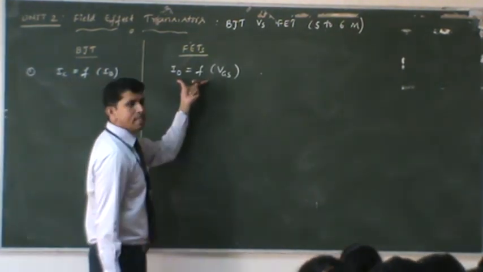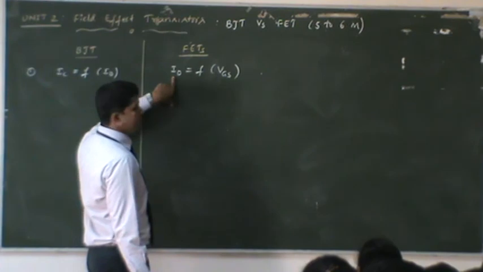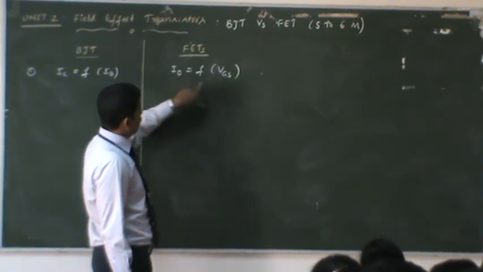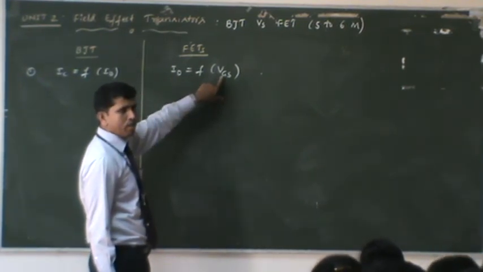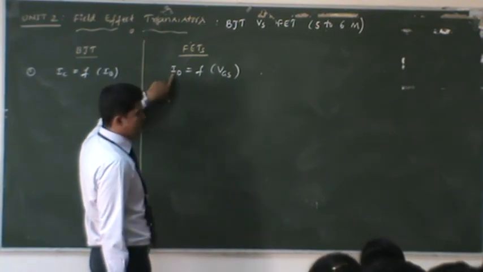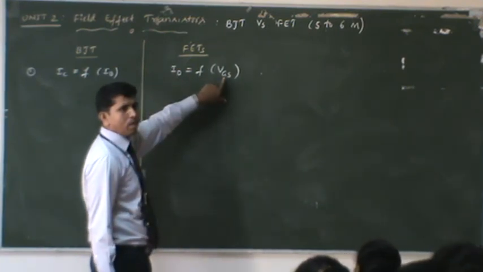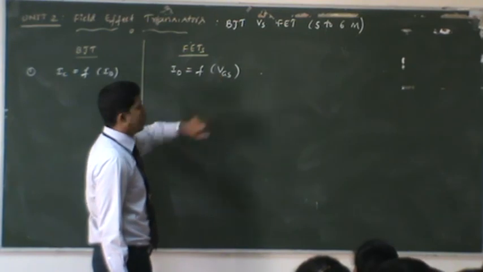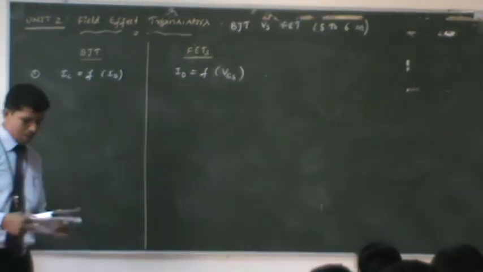What about here in case of FETs? You can see ID is nothing but the drain current and VGS is nothing but the gate source voltage. And you can control this drain current by applying a suitable gate source voltage. That's why this is called a voltage control device.